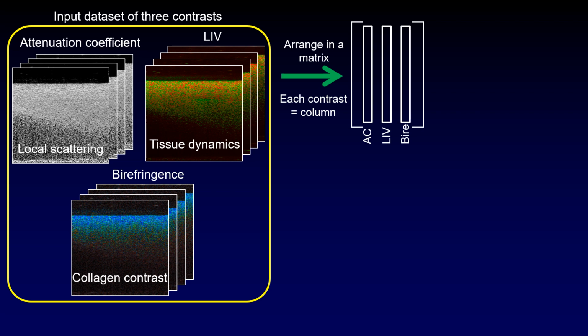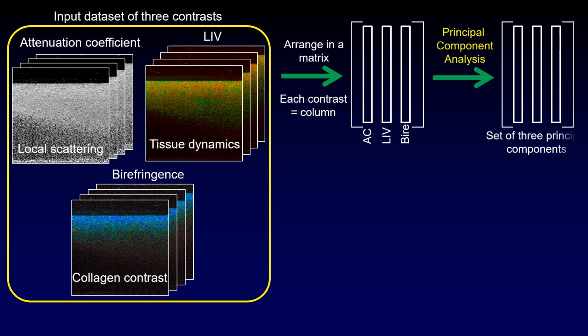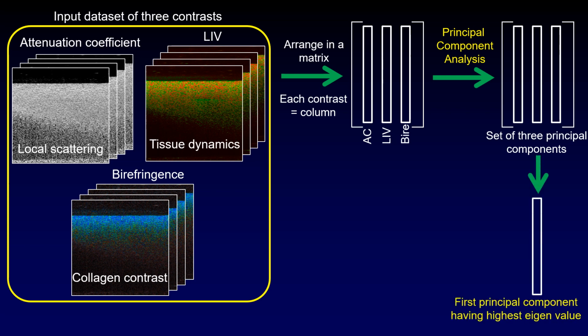Each pixel of a contrast is unfolded to form a one-dimensional vector, and then these three one-dimensional vectors are arranged in a matrix where each column represents each contrast. Then we take this matrix and do PCA on it. In the PCA method, the principal components are essentially the eigenvectors of the covariance matrix. By using eigenanalysis, the eigenvalues and eigenvectors can be determined. The first principal component has the highest eigenvalue, and this corresponding eigenvector will have the highest variance.